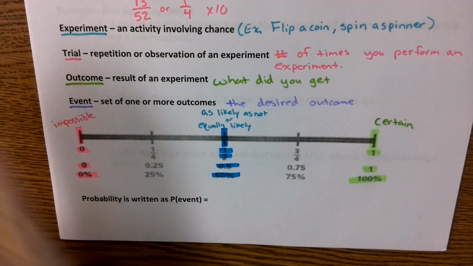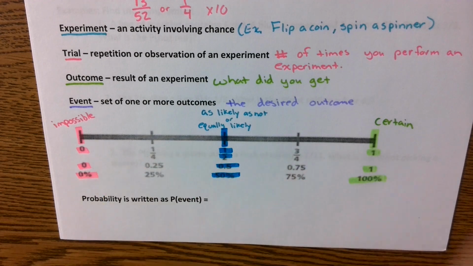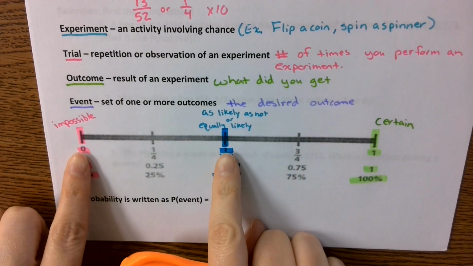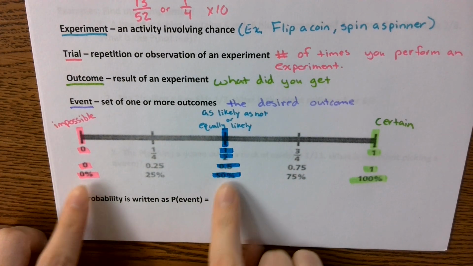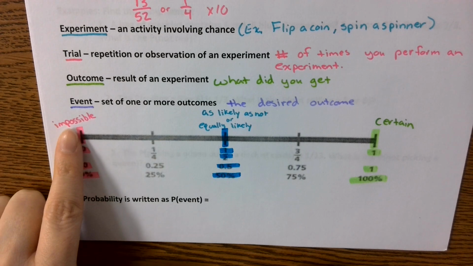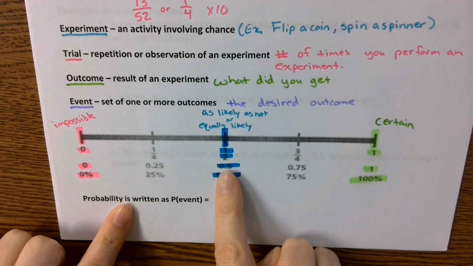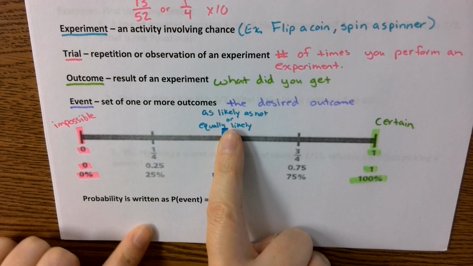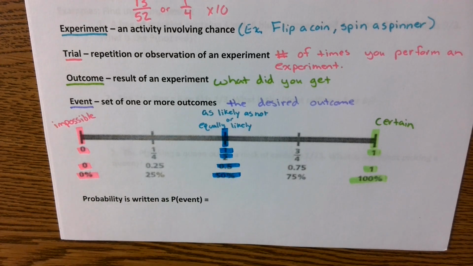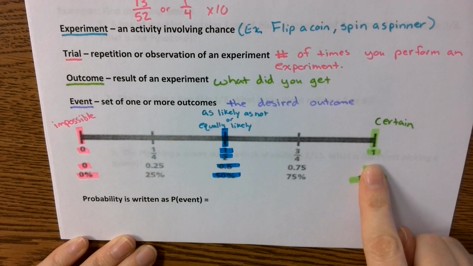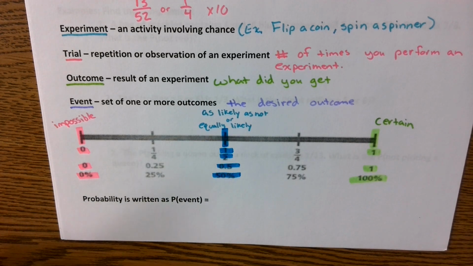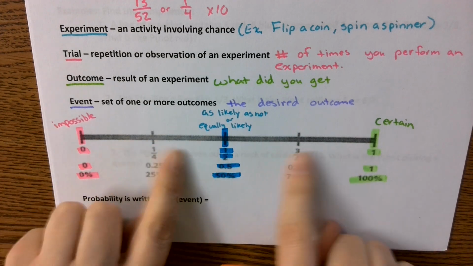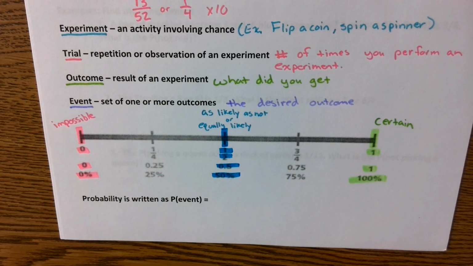Then you've got the things that are in between. Notice that these are all specific numbers. It has to be exactly 0 for it to be impossible. It has to be exactly 1/2 or 50% for it to be called equally likely. It has to be exactly 1 whole or 100% in order for it to be called certain. The stuff in between, those are ranges of values.